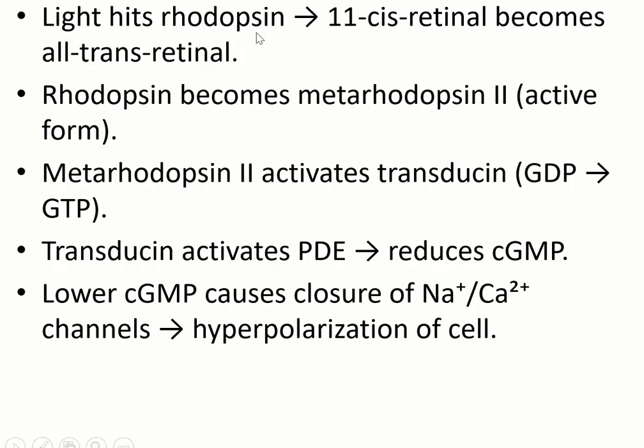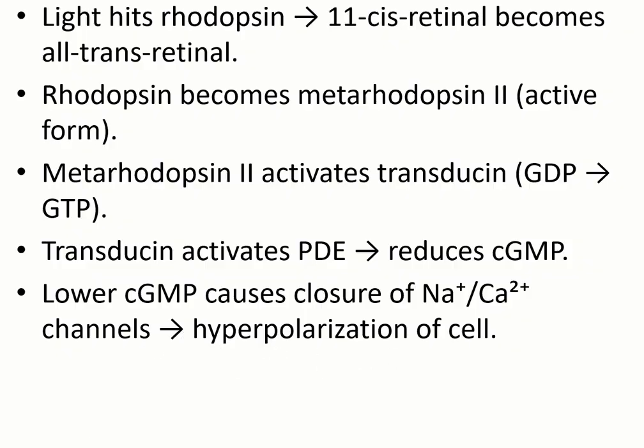So light hits the rhodopsin molecule. The 11-cis retinal becomes all-trans retinal. The rhodopsin becomes what is called metarhodopsin 2. This is the active form of rhodopsin. Metarhodopsin 2 activates your transducin molecule, which is nothing but a G protein present in the rod. So this transducin activates phosphodiesterase. This breaks down the cyclic GMP, leading to a reduced level of cyclic GMP in the rods. Lower cyclic GMP causes closure of sodium channels. The sodium channel also allows a little bit of calcium ions. Okay, so there is hyperpolarization of the cell.